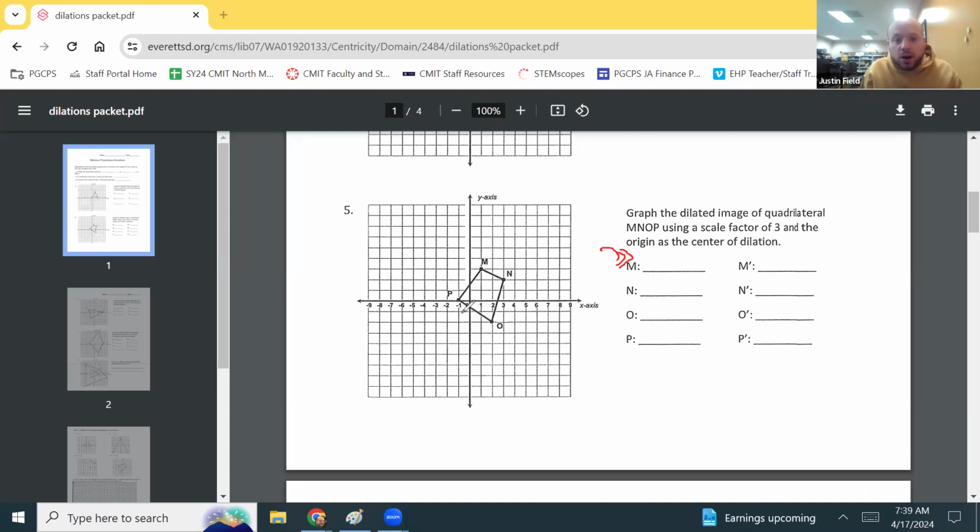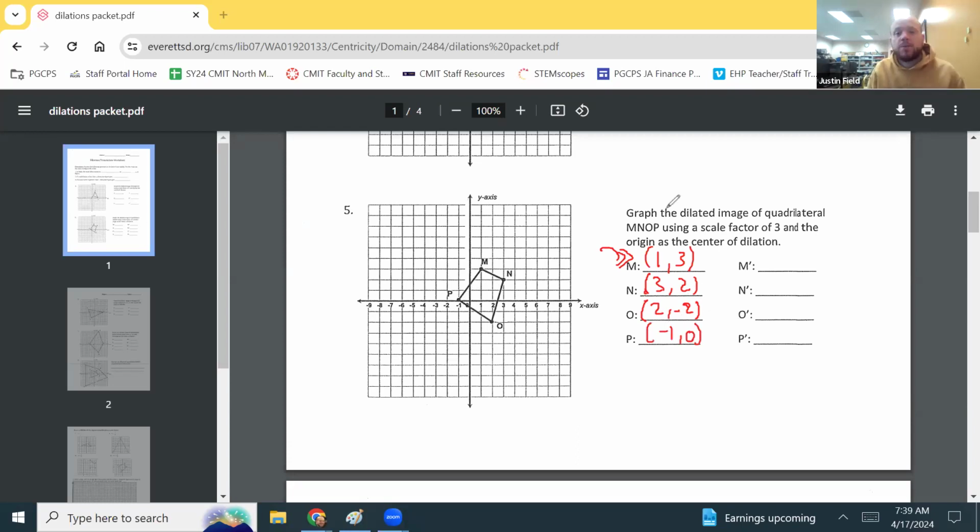Okay. So M, where is M? M is right here. It's at 1, 1, 2, 3. M is at (1, 3). N is at (3, 2): 3 for the X, 2 for the Y. O is at (2, -2). All right, P is at (-1, 0).